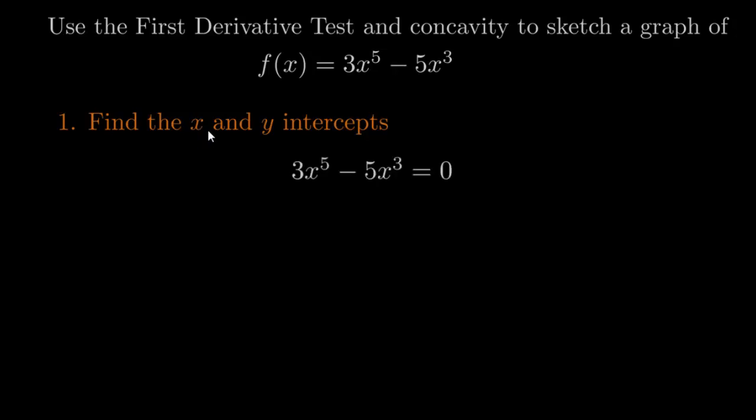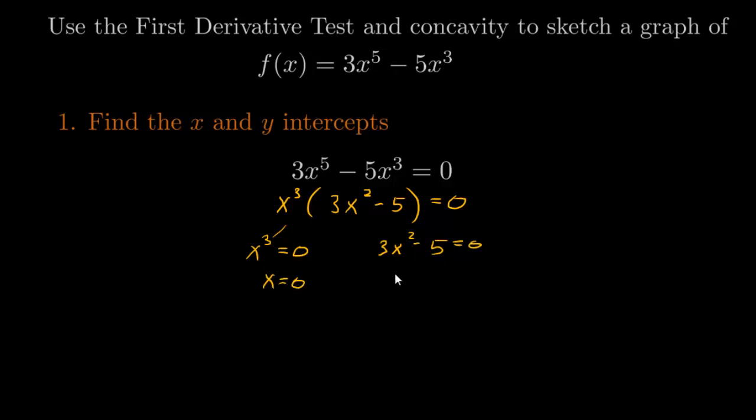To find the x-intercepts, you're going to take your function and set it equal to 0. Then we're just going to go ahead and solve it. They both have a factor of x cubed. When we factor that out, we're going to be left with 3x squared minus 5. Now that it's factored, you'd set each factor equal to 0. So x cubed equals 0, and then 3x squared minus 5 equals 0. Solving x cubed equals 0, that's just x equals 0.